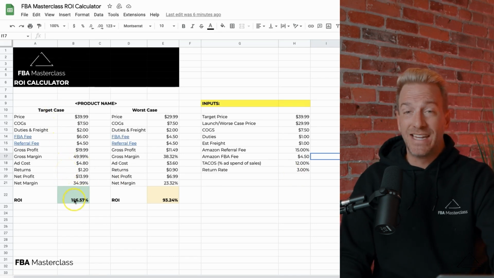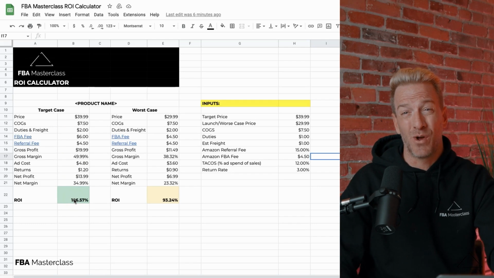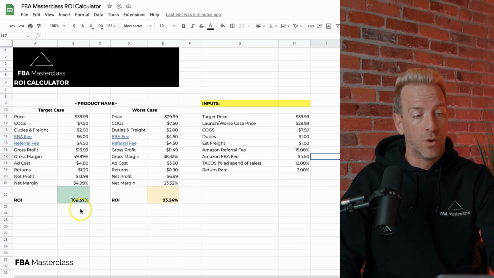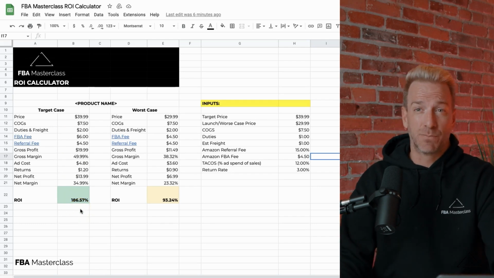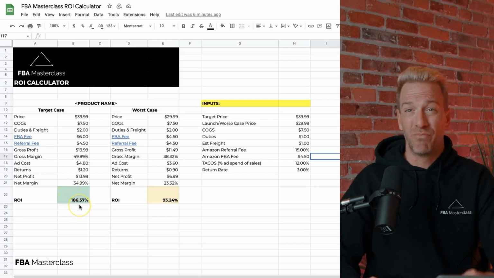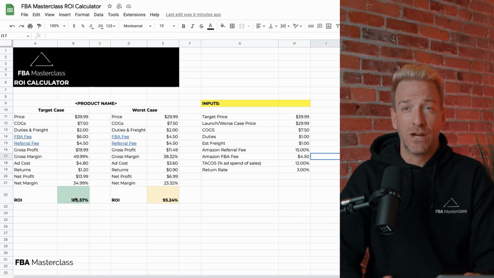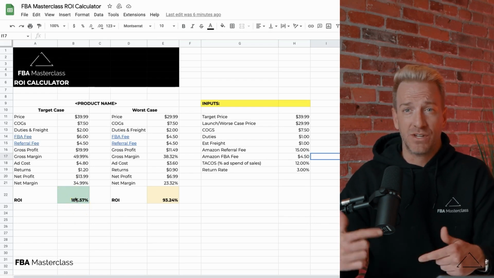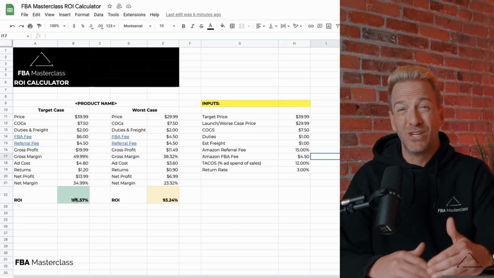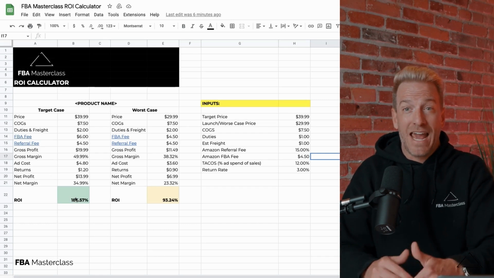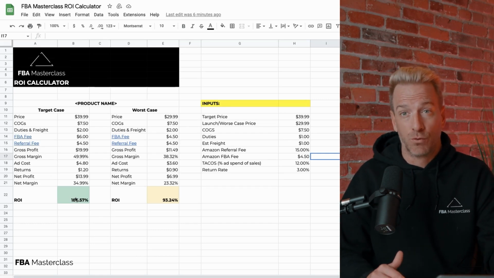And what we basically see here in this target case of selling the product for $39.99, we've got an ROI of 186%. You'll see it highlighted in green here. That's good. We basically want to see this number in the target case greater than 100%. That basically means that you're turning cash over. Not only do you have healthy margins, but you have healthy cash coming out for future orders and growth.